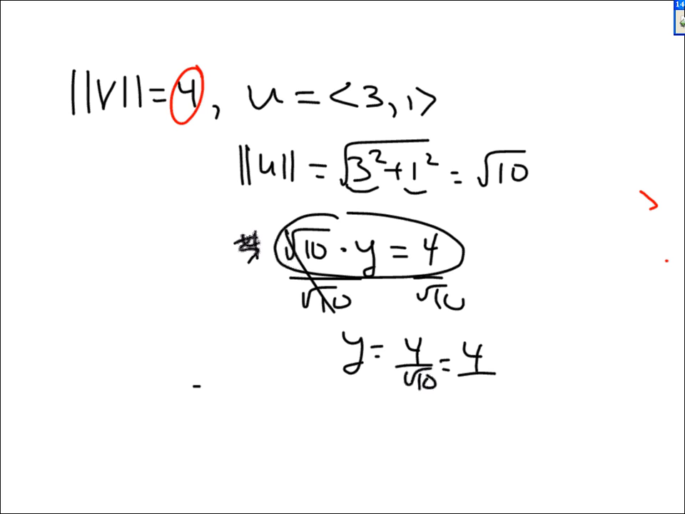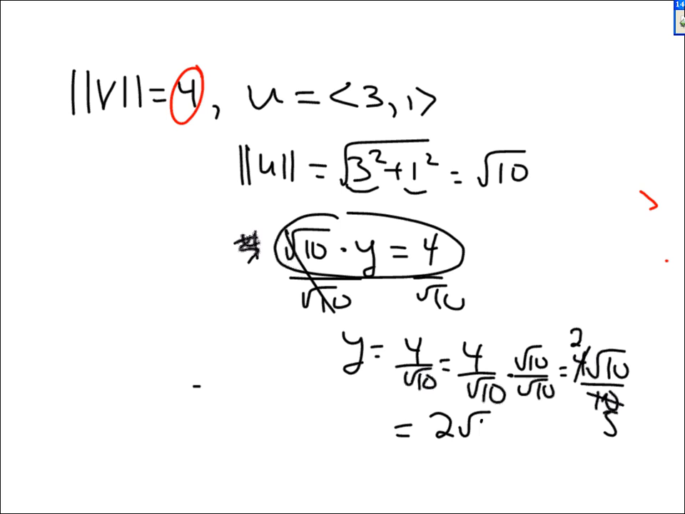And I don't like radicals in the bottom. So I multiply by radical 10 over radical 10. The top gives me 4 radical 10. The bottom gives me 10. 2 goes into 4 2 times and into 10 5 times. So it's 2 square root of 10 over 5.